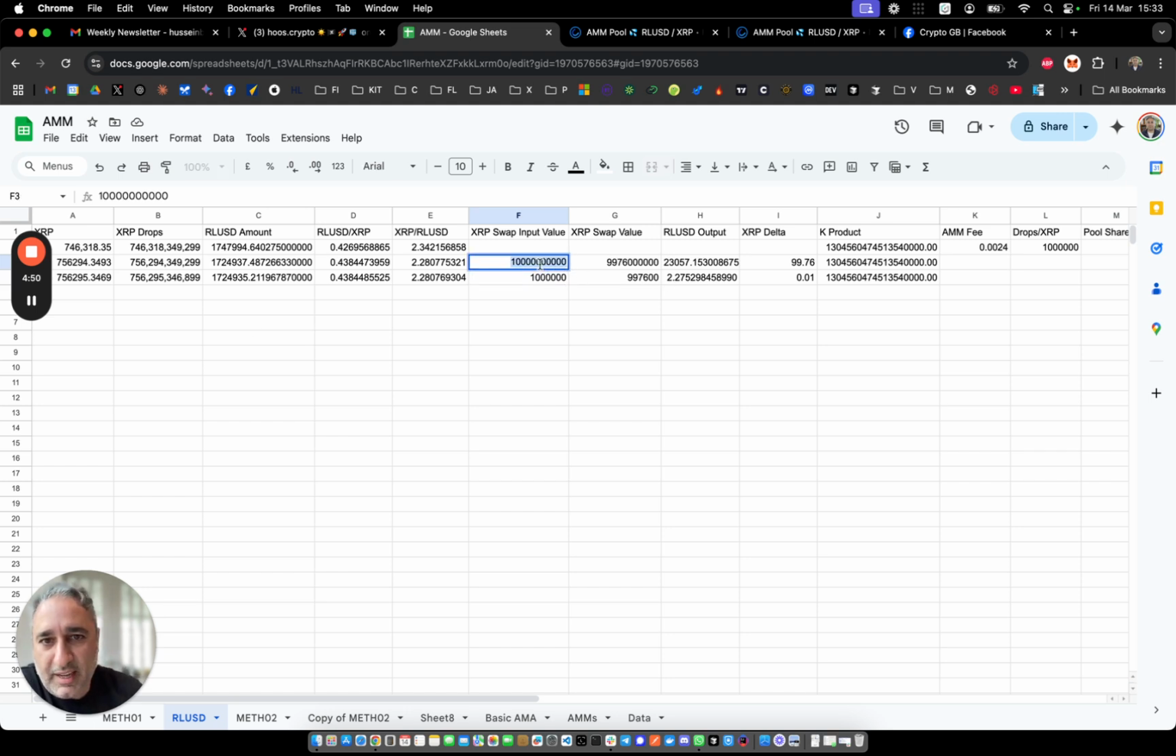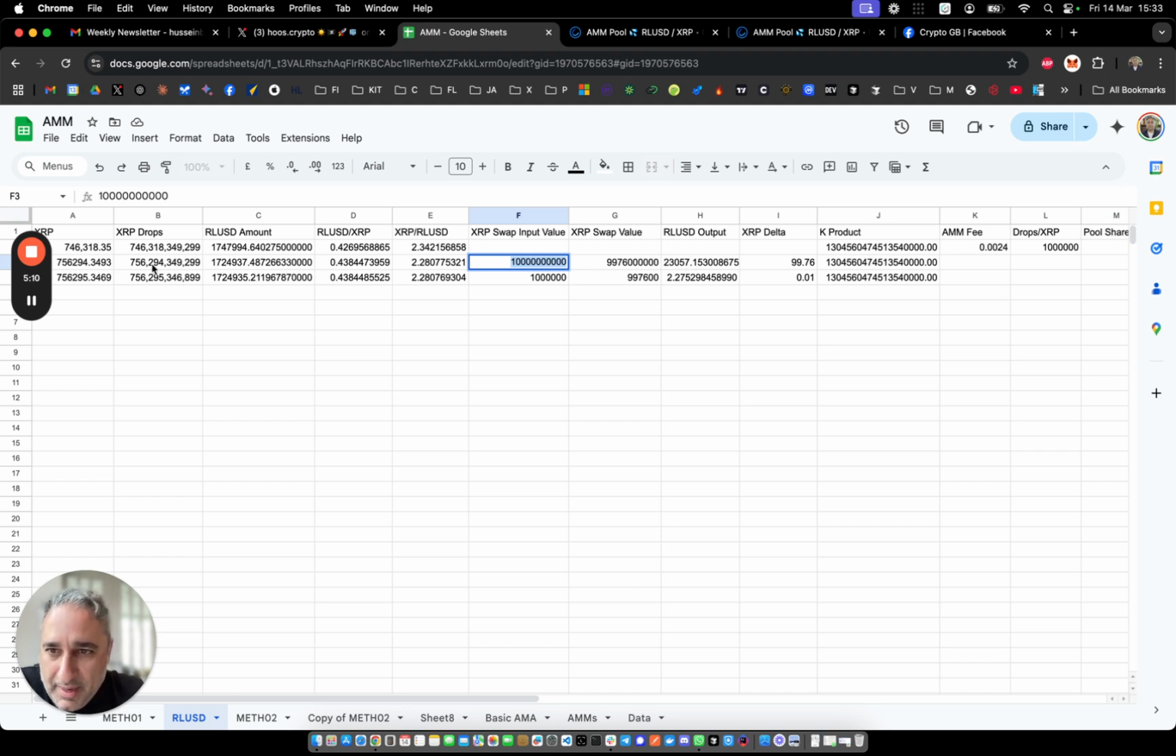If there's hardly any XRP being swapped in the pool, but we're starting at 746,000, let's say, XRP, and then we swap in, I don't know how many, this is 10,000 XRP, the value is in drops. We're going to get 23,000 RLUSD output from that.